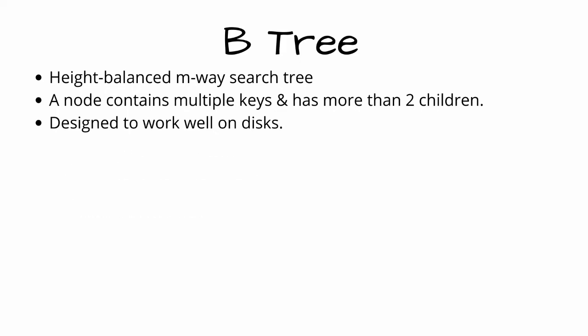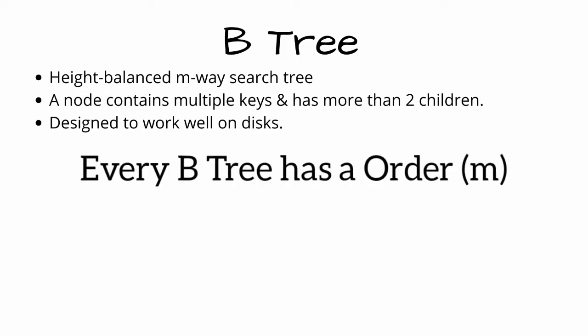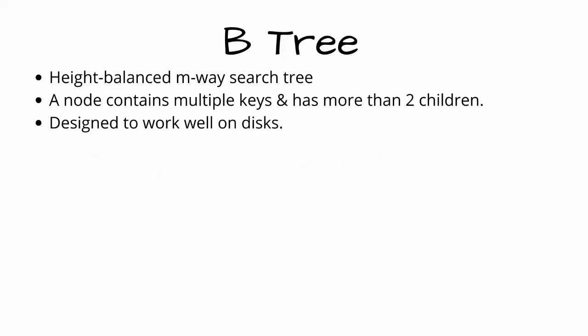Note that the number of keys in a node and the number of children for a node depends on the order of the B tree. Okay, so every B tree has an order, and the B trees are designed to work well on the disk or other direct access secondary devices, and they are better at minimizing the disk IO operations.